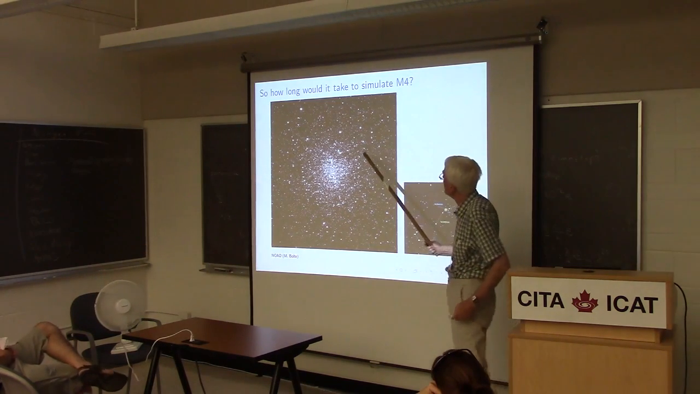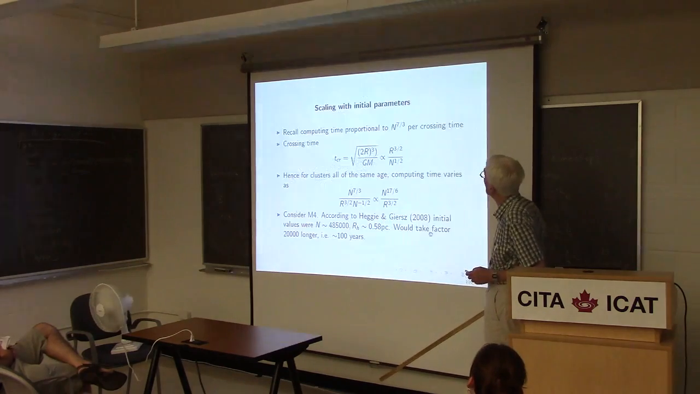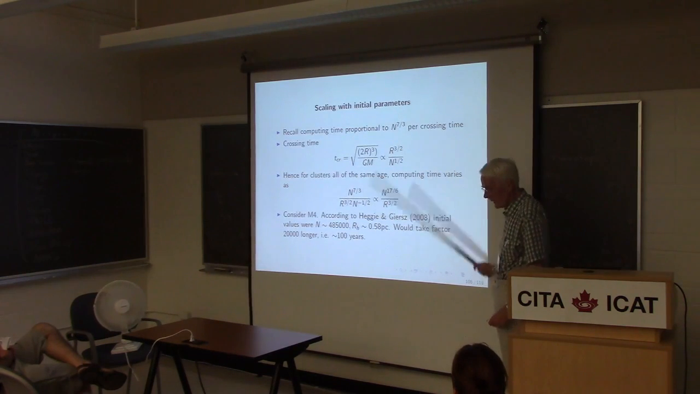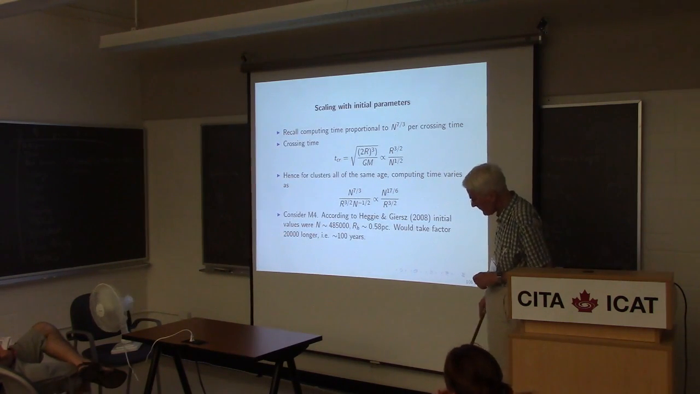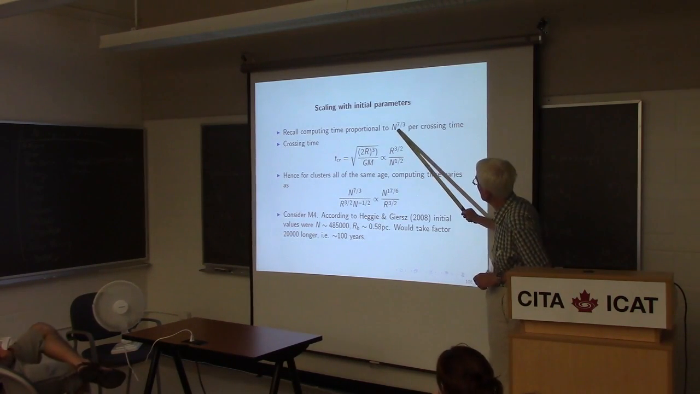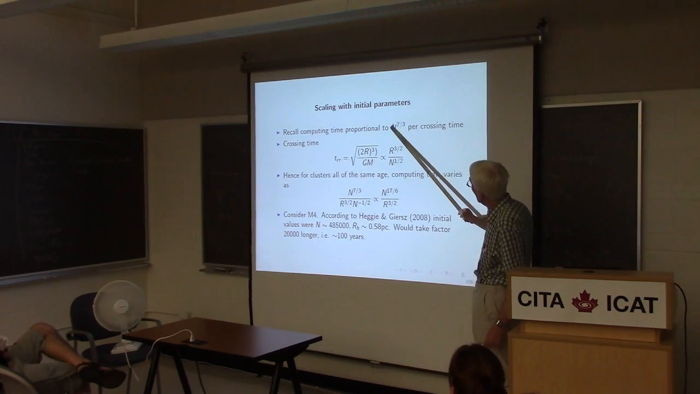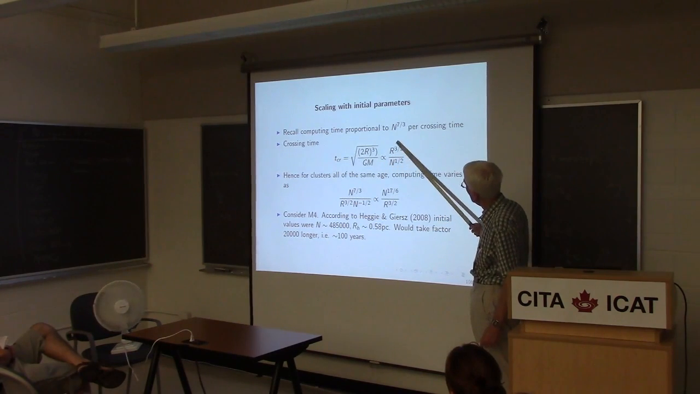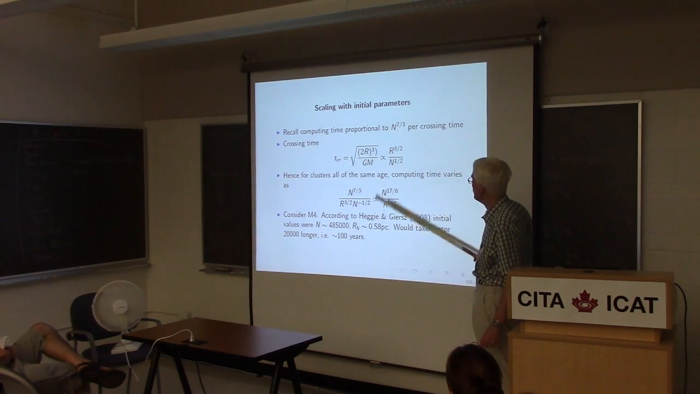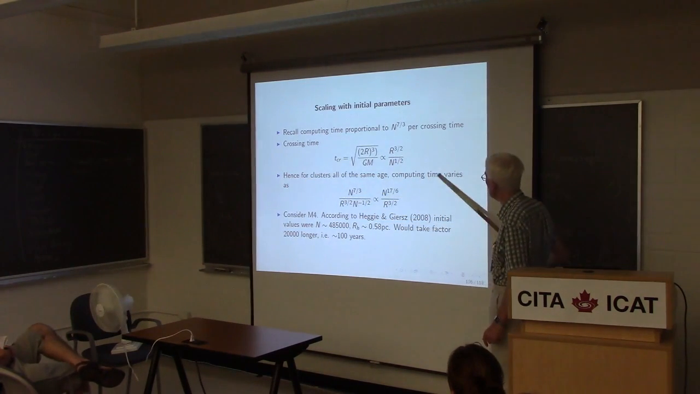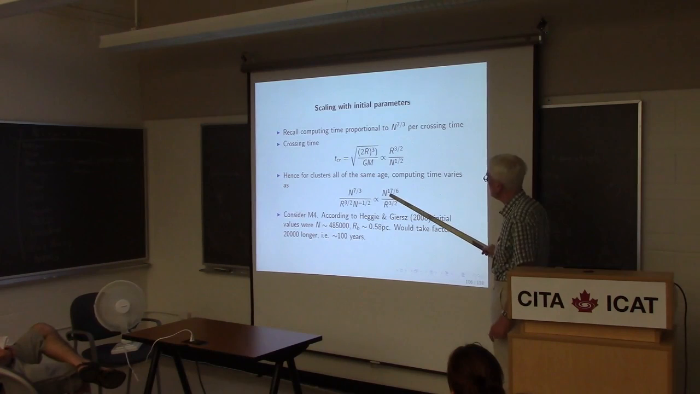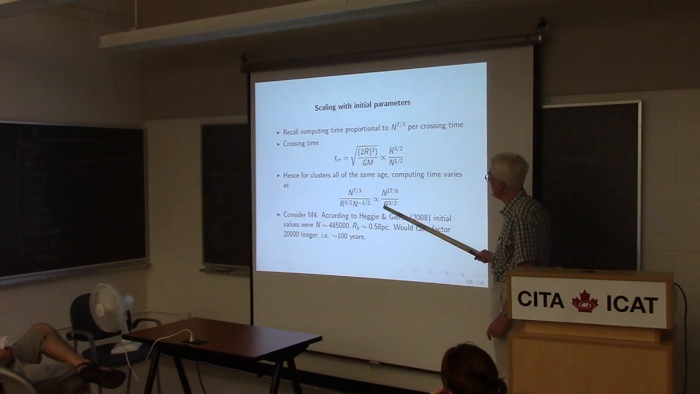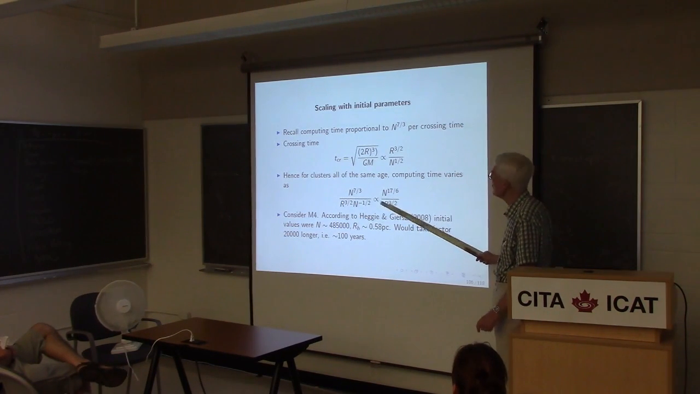Okay, so if it takes a few days to do Pal 14, how long does it take to simulate M4? What one is going to do is use this approximate scaling relation which I mentioned already, in terms of the number of particles. This is a sort of computational effort per crossing time. The crossing time depends on the size, roughly in this way, and on the particle number. So basically for star clusters that are all the same age, the computing time varies in a way you can predict: a very steep power of the particle number, almost the cube, and for a small star cluster it takes even longer.